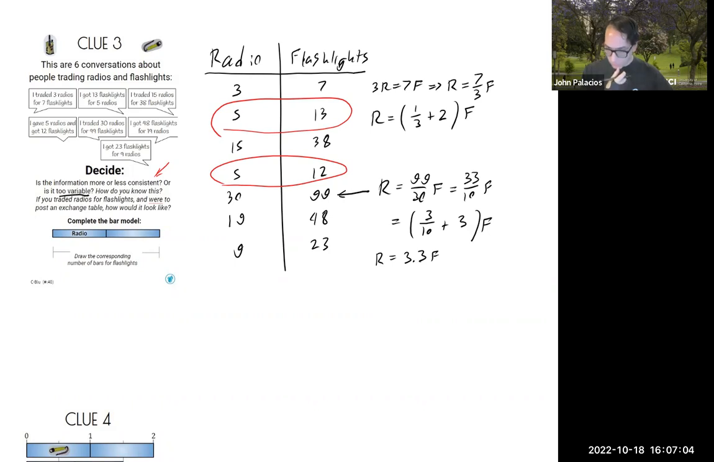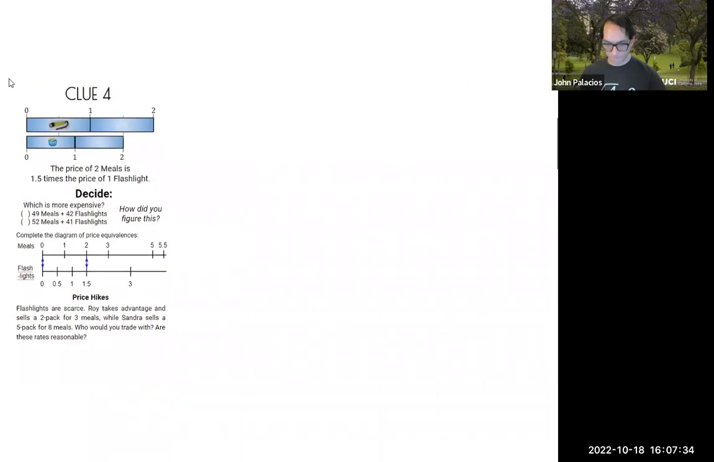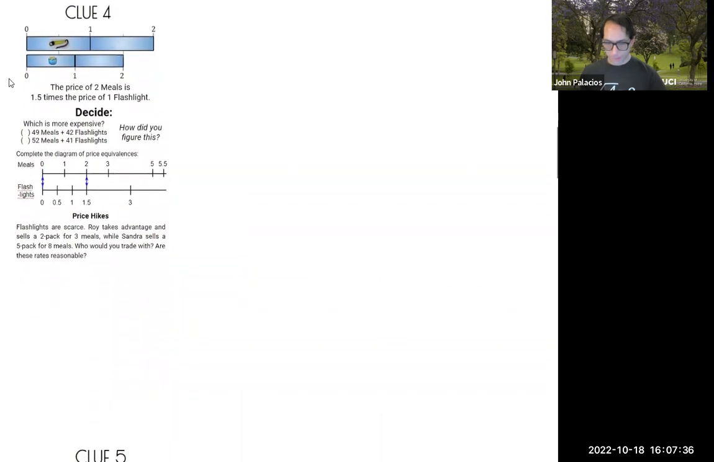You can also use things like bar models to talk about this and other pictorial representations, but for the rest of the clues, I'm going to focus more on getting you to understand the mathematics in more of an algebraic sense, so that then you can spend time with your students on a case-by-case basis to determine how best to represent this information pictorially or through manipulatives or whatever other tools you may have at your disposal. So let's move on to clue number 4. The price of a meal is 1.5 times the price of a flashlight.